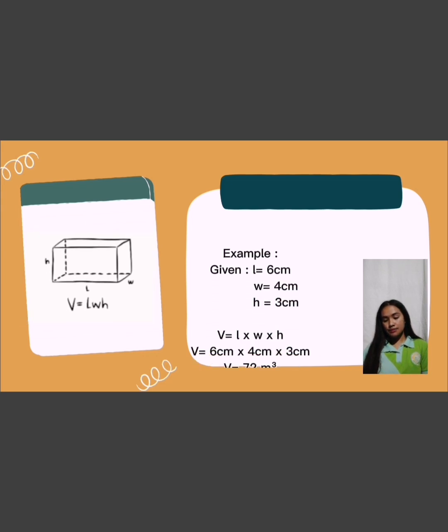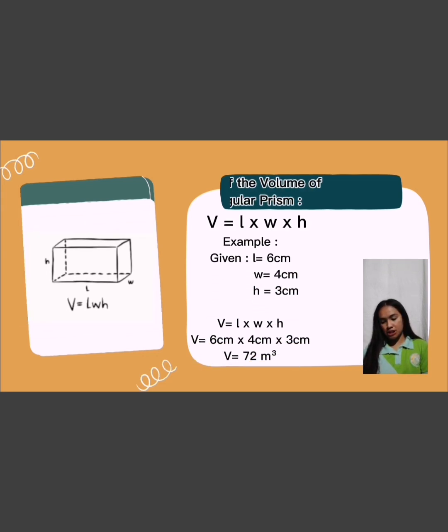So now, let's move on to the next shape, which is the rectangular prism. So the formula for the volume of rectangular prism is volume is equals to length times width times height. So let's have an example. So the given will be length is 6 centimeter, width is 4 centimeter, and the height will be 3 centimeter.